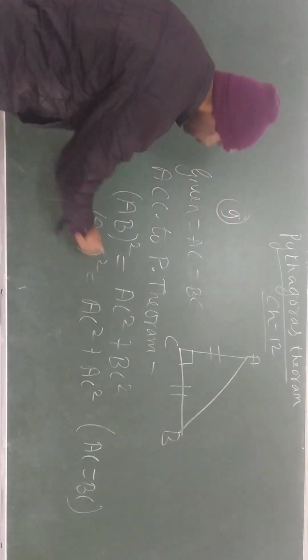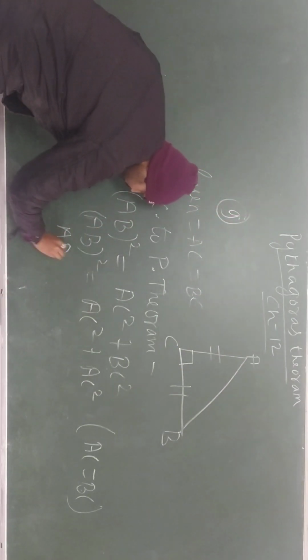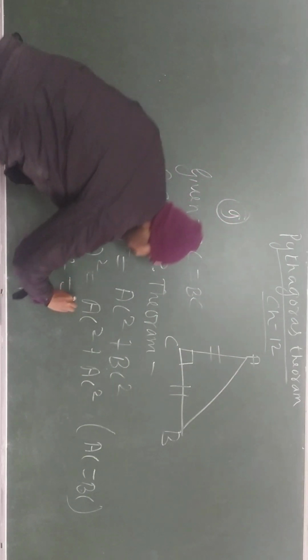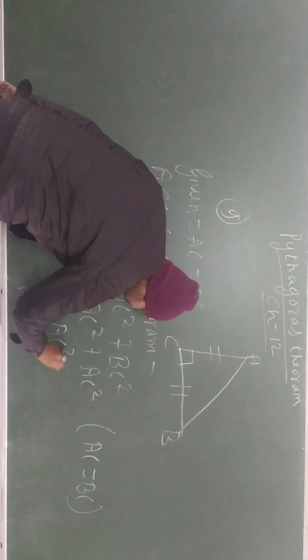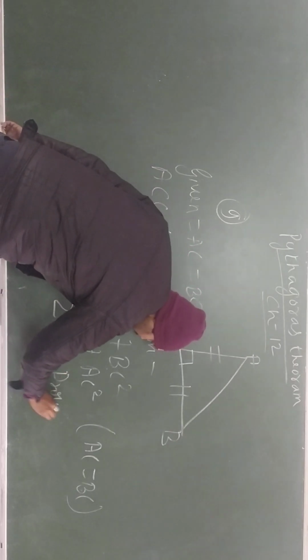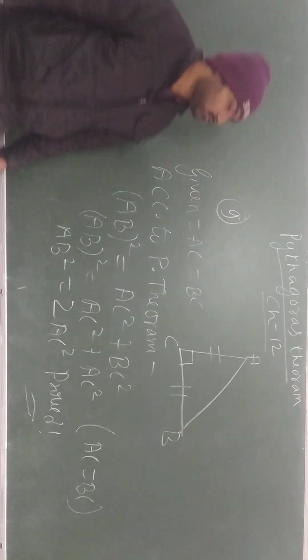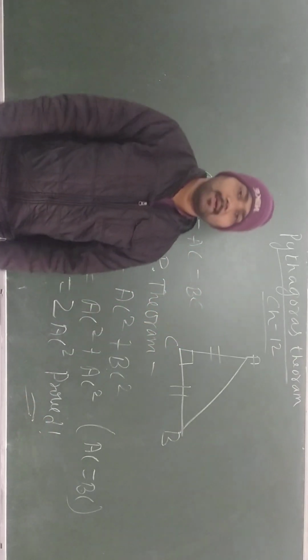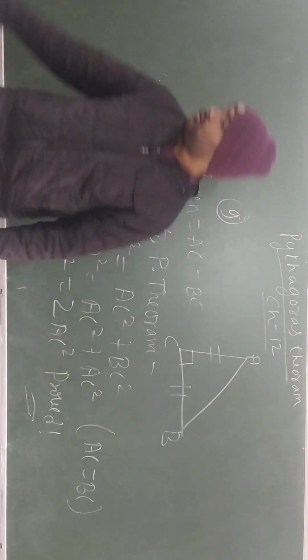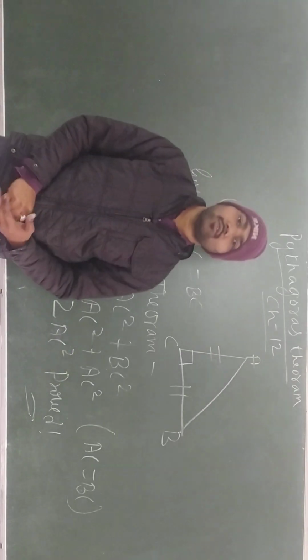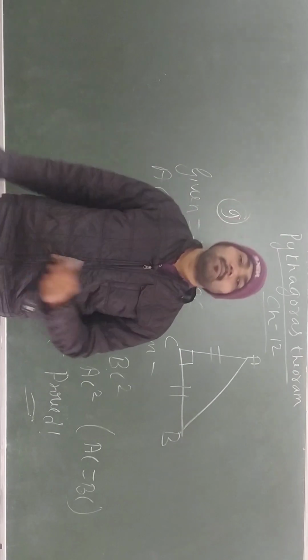So now here what happened? AB square will be equals to 2AC square, which we have to prove. So here now we have proved this value. Okay, AB square equals to 2AC square. So like this we will do the rest of the questions of this exercise.